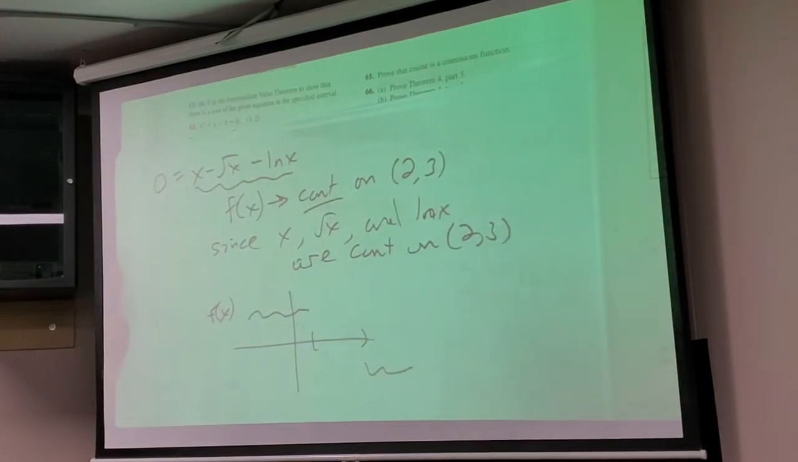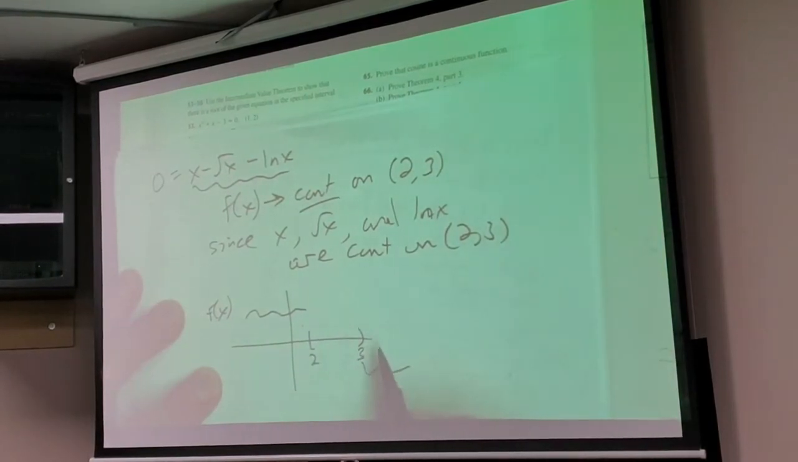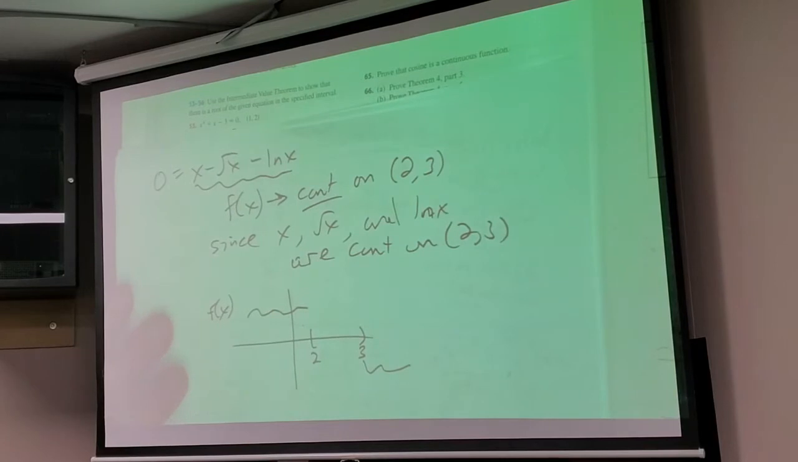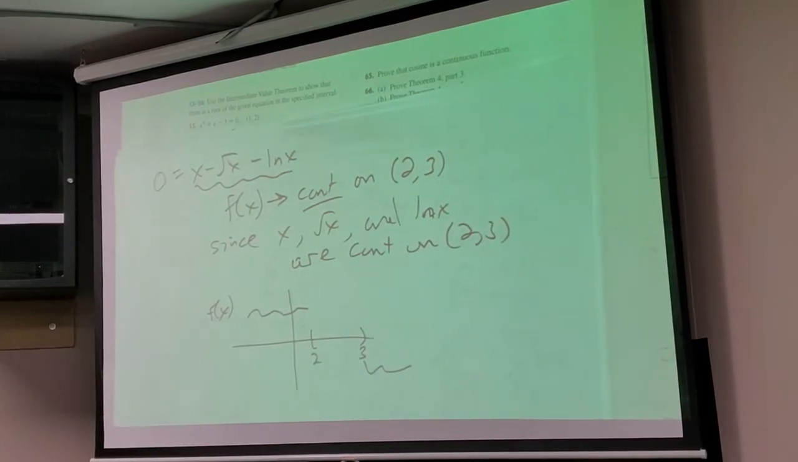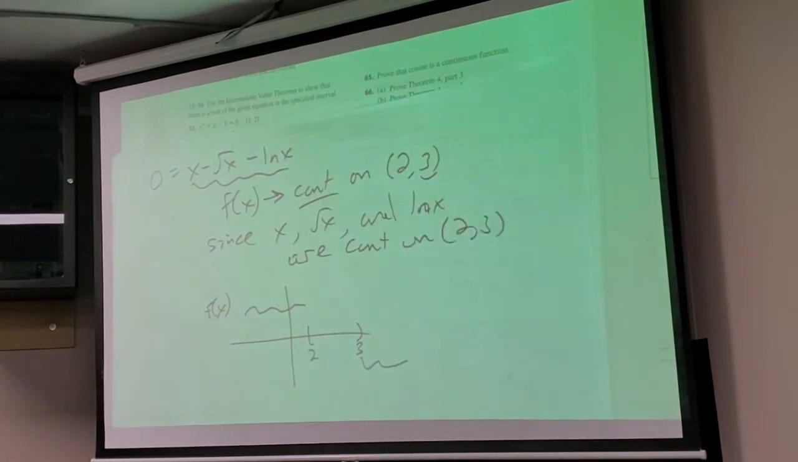So what I would do if I was you is, let me see, what is my interval? 2, 3. So what is f of 2? Plug in the old calculator, see what f of 2 is. Right? If it's negative or positive, you hope that f of 3 is the opposite.